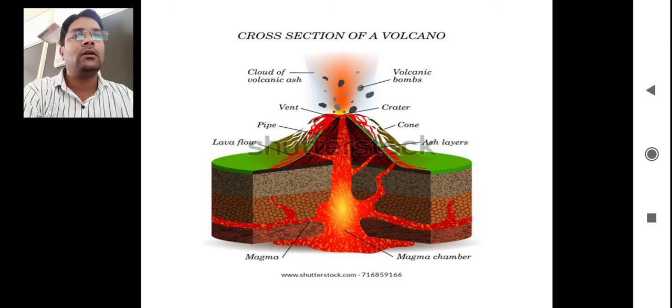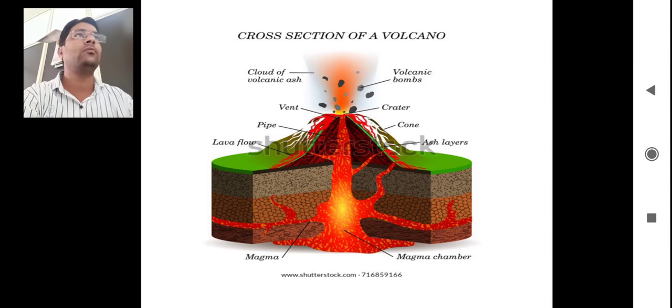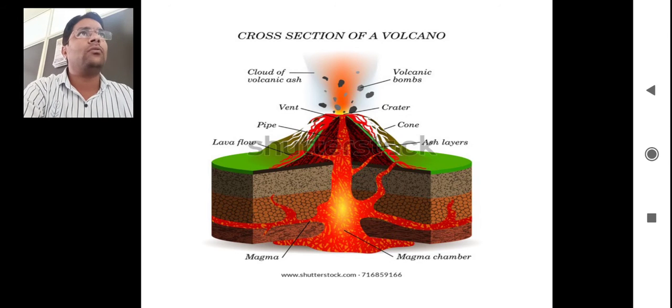Then the next part is vent. Vent is an opening at the top of the pipe or the conduit at the top of the volcano. Some volcanoes have multiple vents, but there is only one main vent or the central vent.